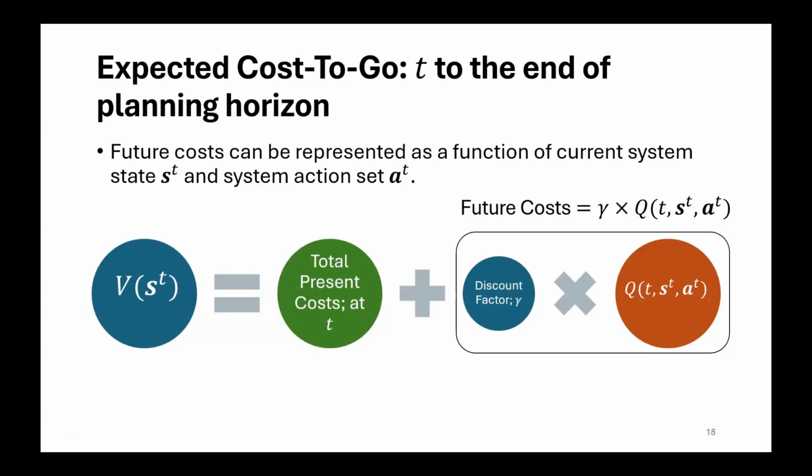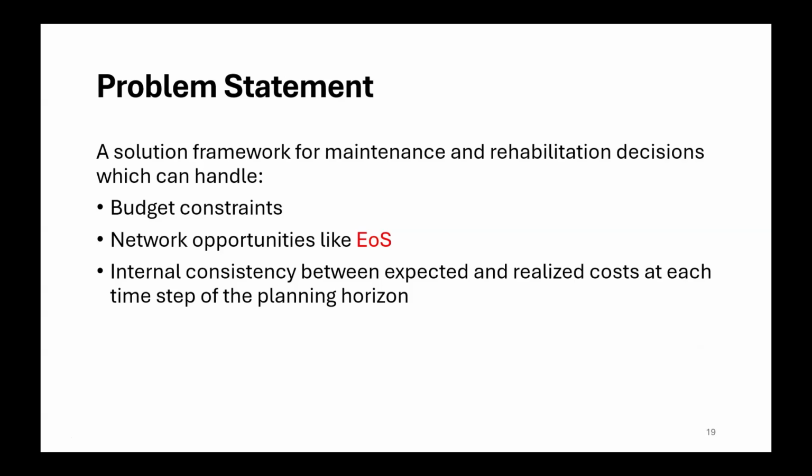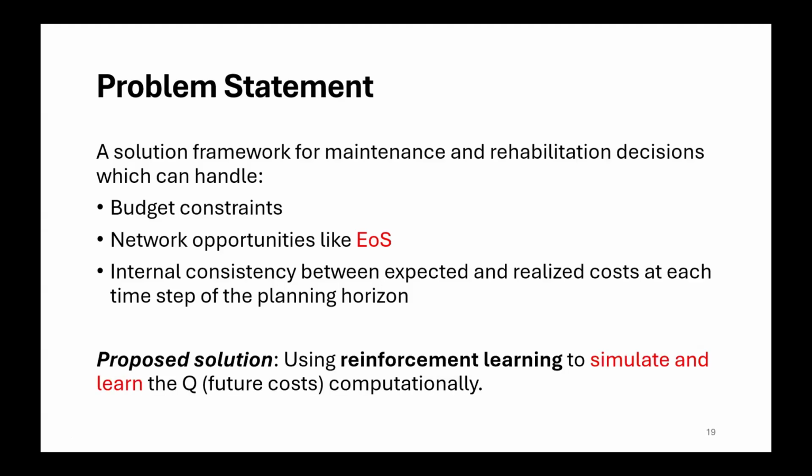So future costs can be represented as a function of current system state S_T and system action state A_T. This is how I'm going to represent it: Q_T(S_T, A_T). Now, anybody familiar with reinforcement learning would know where I'm going with this. This is what we want to estimate, this function Q_T(S_T, A_T). So the problem statement is a solution framework for maintenance and rehabilitation decisions which can handle budget constraints, network opportunities, and internal consistency between expected and realized costs. And the proposed solution is using reinforcement learning to simulate and learn Q.